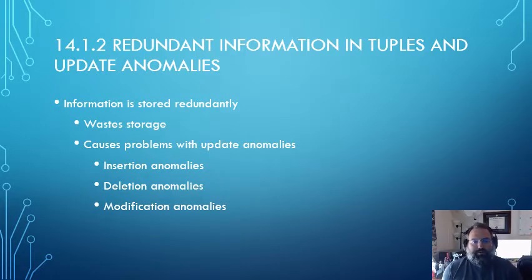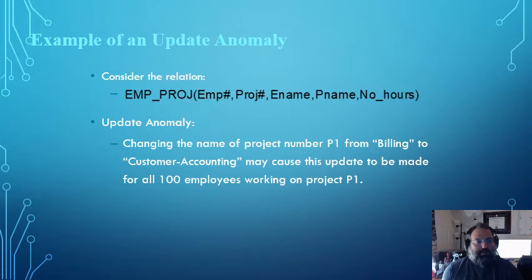14.1.2, redundant information in tuples and update anomalies. Information is stored redundantly. It's wasteful of storage. It causes problems with update anomalies, insert anomalies, deletion anomalies, and modification anomalies. Consider the relation EMPLOYEE_PROJECT: employee number, project number, employee name, project name, and number of hours.